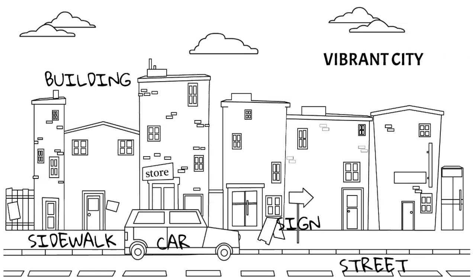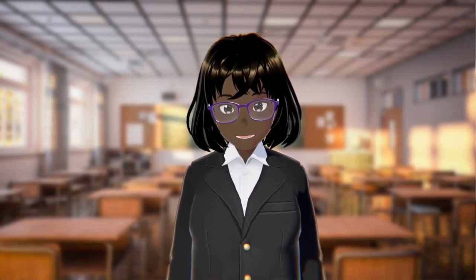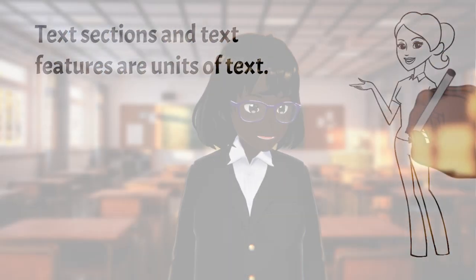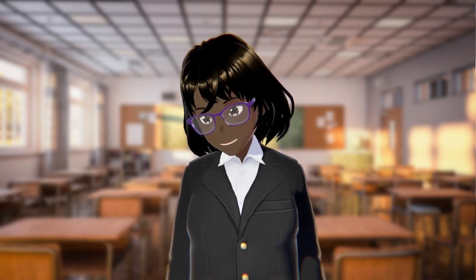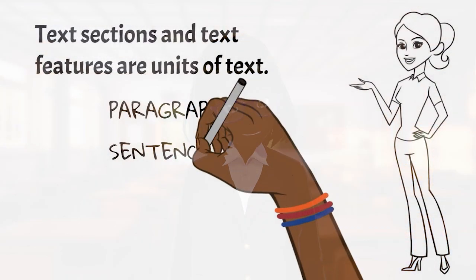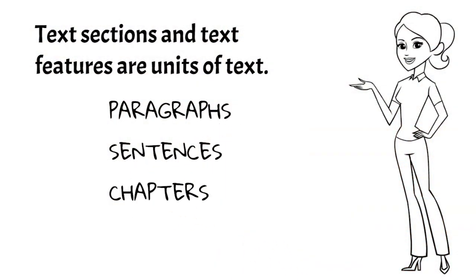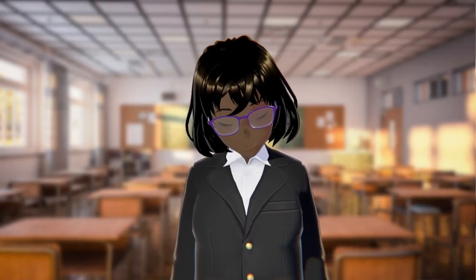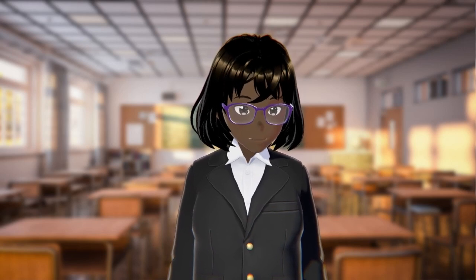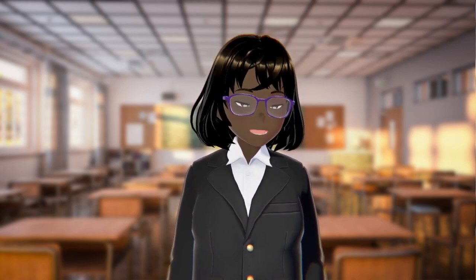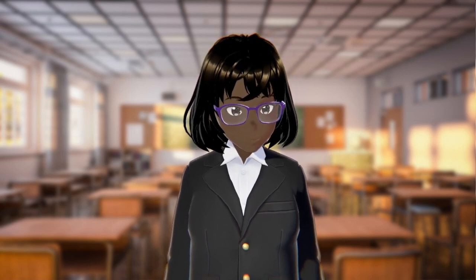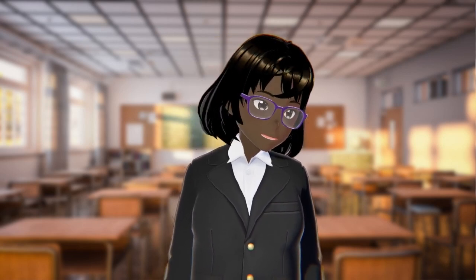Now, the same goes for text sections and text features in a text. Text sections and text features are units of a text. Now, when we say text sections, we mean paragraphs, sentences, chapters. These parts make up a text. And not only do they make up a text, but they help convey information. They help organize information so readers can easily get and understand that information. Same thing goes with text features.